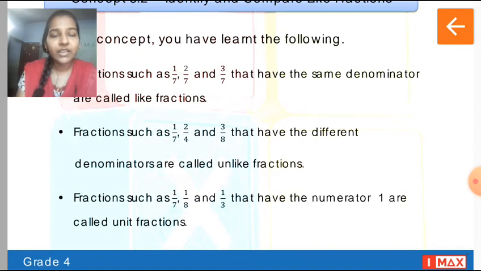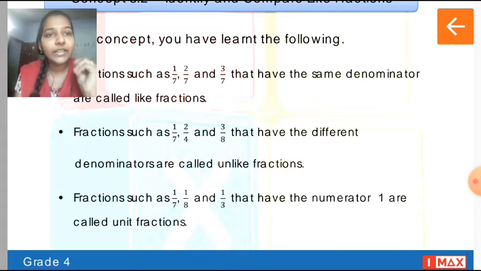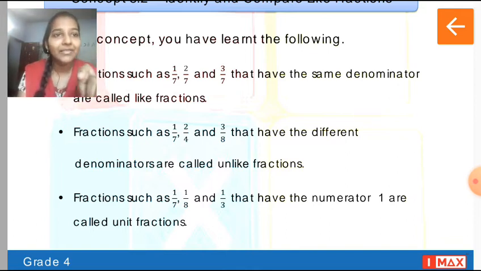And then what are unit fractions? Fractions that have the numerator 1. Numerator means the number that comes above the line. If the number above the line is 1 for all the fractions, then we can say that they are unit fractions. Look at this example: fractions such as 1 by 7, 1 by 8 and 1 by 3. Here these all have 1 as the numerator, isn't it? So these all are unit fractions.